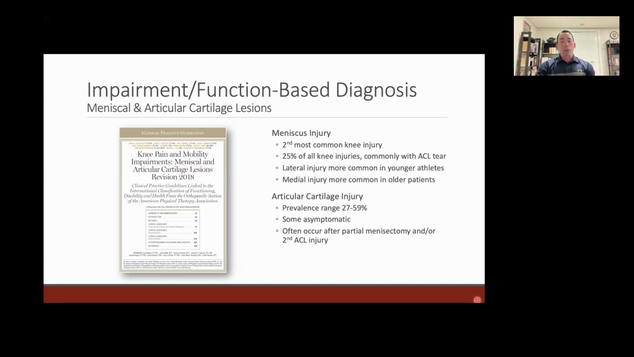The prevalence of articular cartilage lesions in athletes' knees ranges from 27 to 59%, although a lot of these are asymptomatic. And articular cartilage injuries frequently occur after partial meniscectomy or after a second ACL injury. A major risk factor for articular cartilage injury is the presence of a meniscal tear. And although return to activity after articular cartilage injury and surgery is high, failure and reoperation rates are also high. Female sex, older age, higher BMI, longer symptom duration, prior surgery, and lower self-reported knee function are associated with higher failure rates after articular cartilage repair.